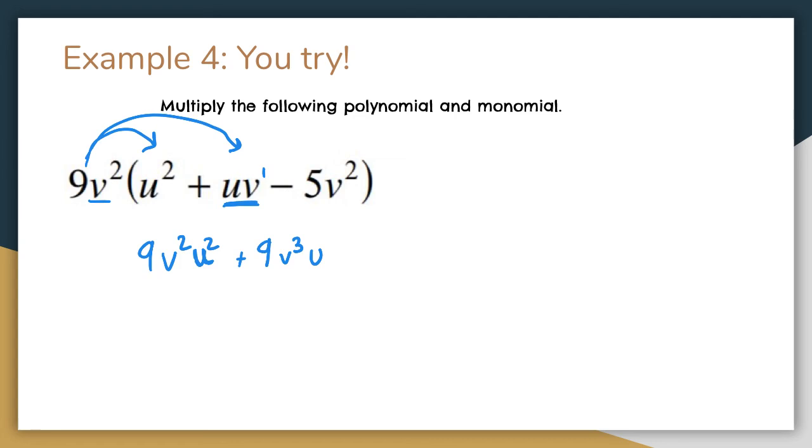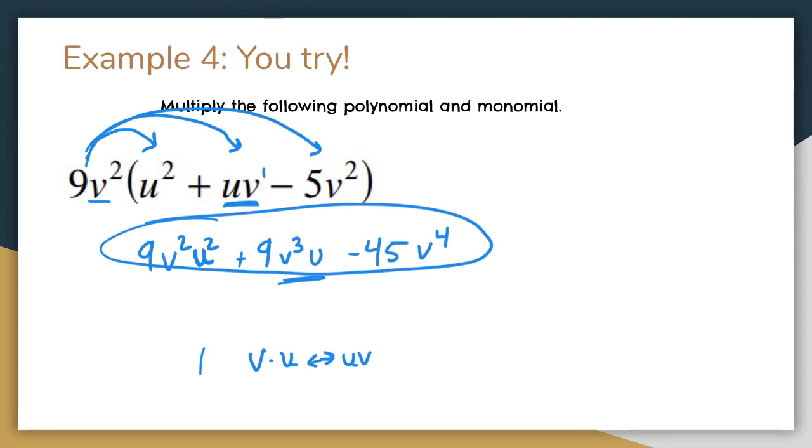And you might say, wait, it was uv, you've changed it to vu. That's totally fine. Multiplication is what we call commutative, where you can swap, because v times u is the same as u times v. Lastly, I have 9v squared times negative 5v squared. So I'll have negative 45 for the coefficient. V squared times v squared will give me v to the fourth. This should be the answer. I hope that's what you found.